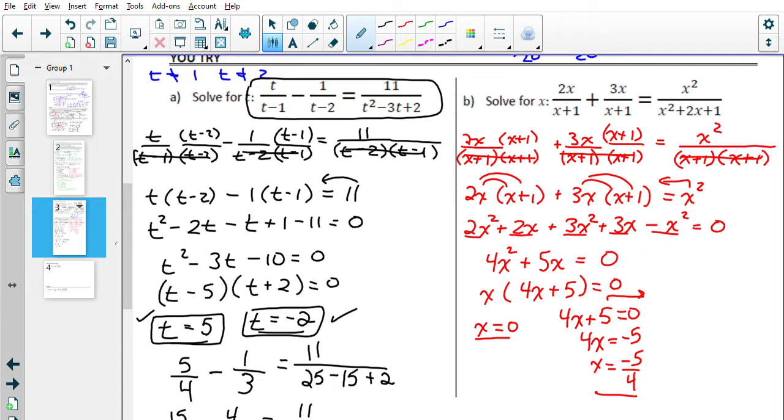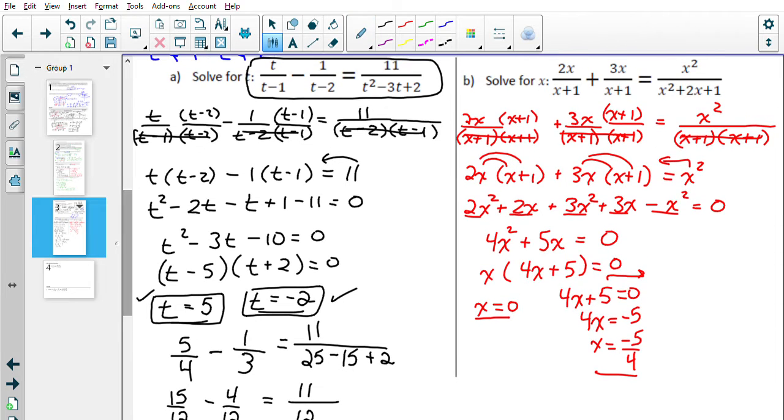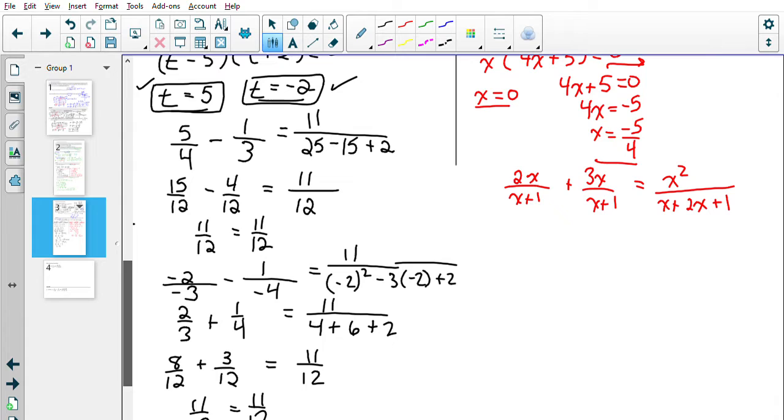Okay, so plugging each of those into this equation, and I'm just going to rewrite it so I don't run into this problem I had last time. So the equation I have to check it in is 2x over x plus 1 plus 3x over x plus 1 equals x squared over x squared plus 2x plus 1. That's what I'm going to plug it into. First one's going to be the easiest one. Okay, so we're going to plug in 0.